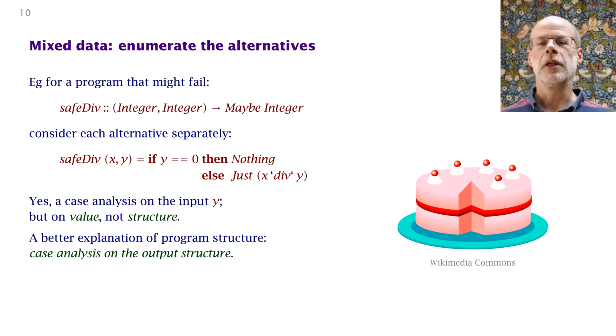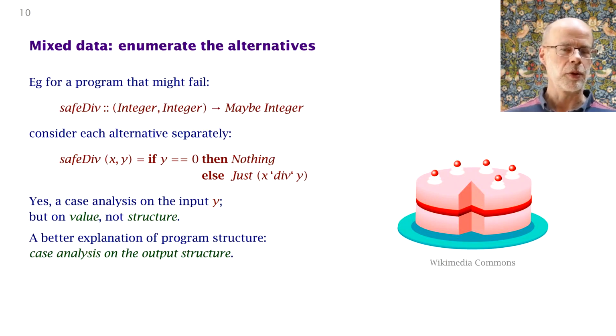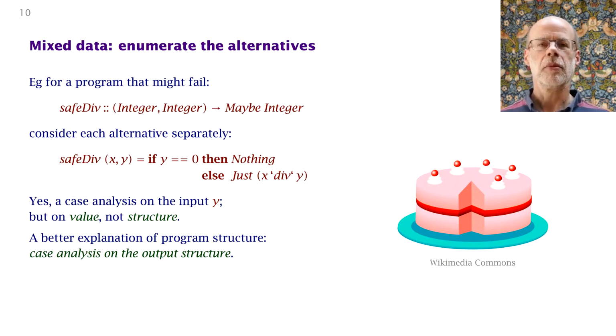Instead, of course, it's the output data structure that explains the program. The output data structure is a Maybe, so it's either a Nothing or a Just, and the program structure has branches for the Nothing case and the Just case. So considering the output structure is a much better explanation of this program. And if you wanted to give a struggling student a hint based on structure, then it has to be the output structure you give the hint about.